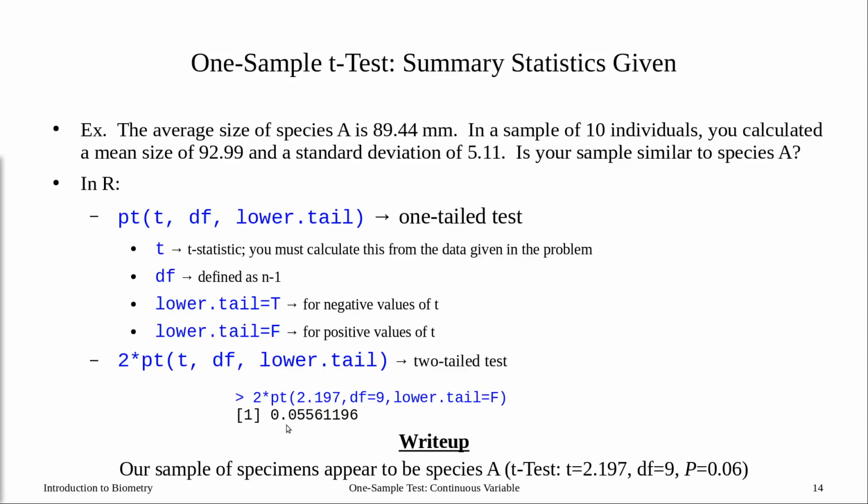Remember, p-value and our rounding rules. That was in an earlier presentation. If we have a p-value that's greater than 0.05, we just round to 2 decimal places.